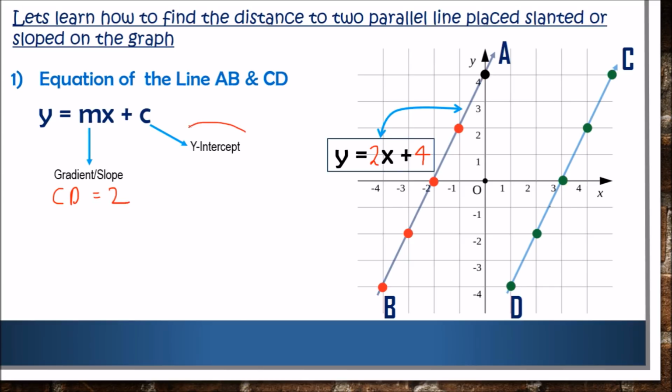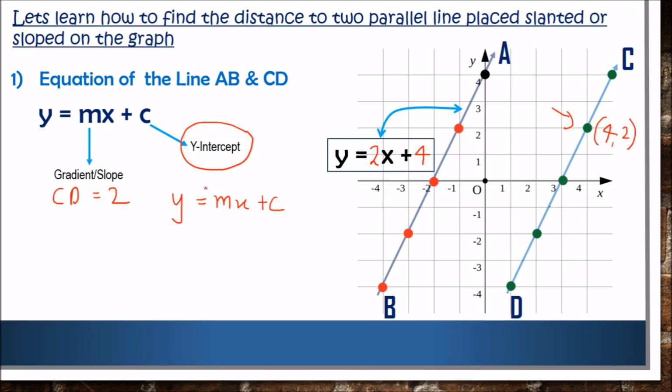What about the y-intercept for our line CD? We don't have the point where the line intersects the y-axis. So how do we find the y-intercept for line CD? It's very simple. Write down the equation of a line in slope-intercept form, y equals mx plus c, and take any coordinate on the line CD. Let's take this coordinate where x is 4 and y is 2.